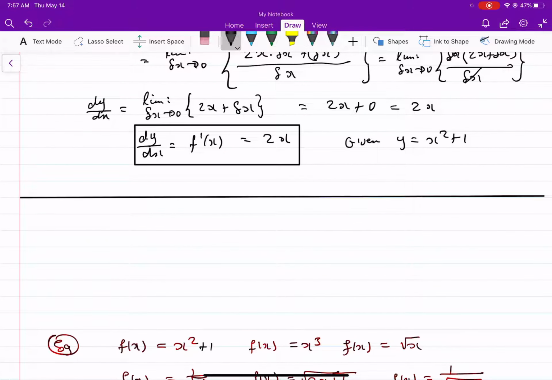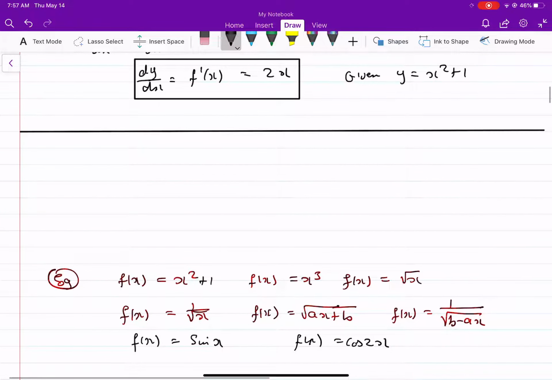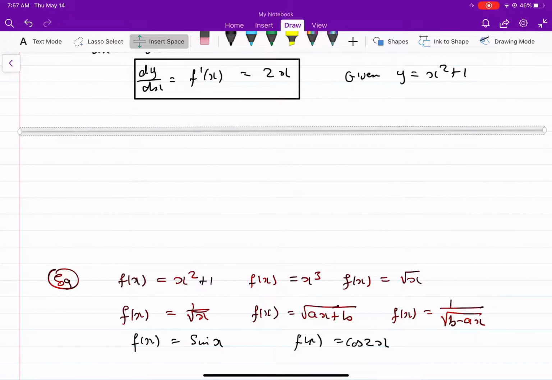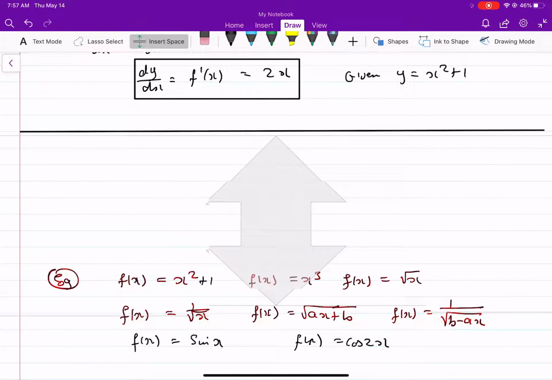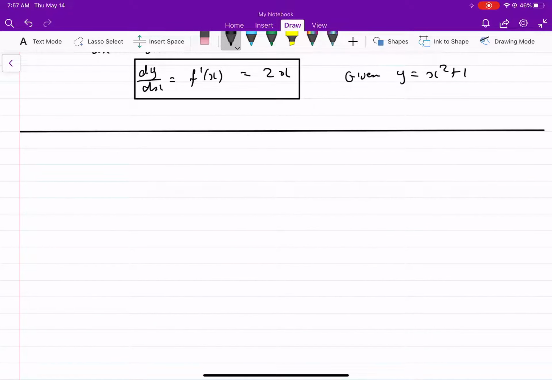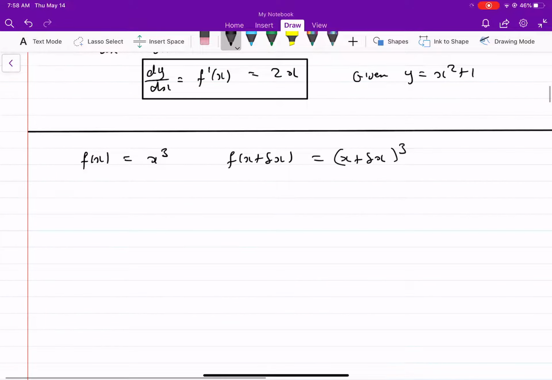Okay. Let's try the next one. f of x is equal to x cubed. Yeah, they can get very, very lengthy sometimes. f of x is equal to x cubed, f of x plus delta x. Well, you remember how you get that, right? Wherever you see x in the function, you replace it with x plus delta x. So that would be x plus delta x all cubed.